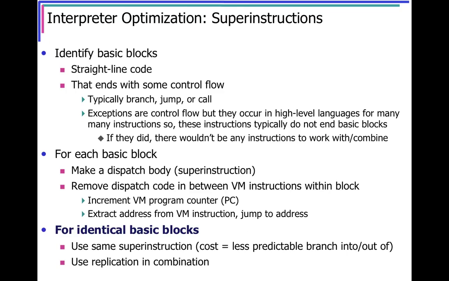So back to super instructions. For super instructions in the paper, the first thing we've got to do is identify the basic blocks in your program. This is a static analysis that's done to identify the straight line pieces of code. Then for each basic block, we're going to make a dispatch body. So notice before we were dispatching and invoking a handler function for every single instruction. Now what we're going to do is combine the handlers of all the instructions in a basic block into one super instruction.